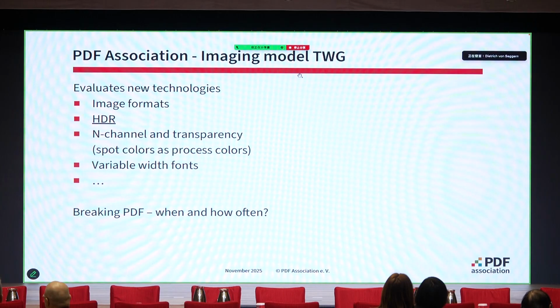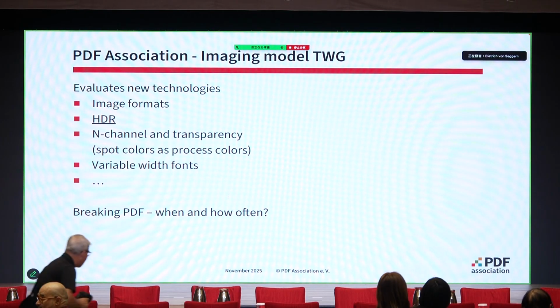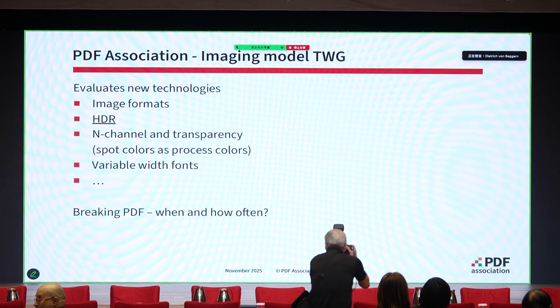We are not just working on HDR there. There are also other image formats. I've mentioned JPEG and JPEG 2000. We are now currently working on JPEG XL to introduce that into PDF. Another topic that is important for our print industry is N-channel and transparency, so multicolor color spaces where spot colors are not really used as spot colors anymore, but as process colors, such as in the CMYK OVG color space.